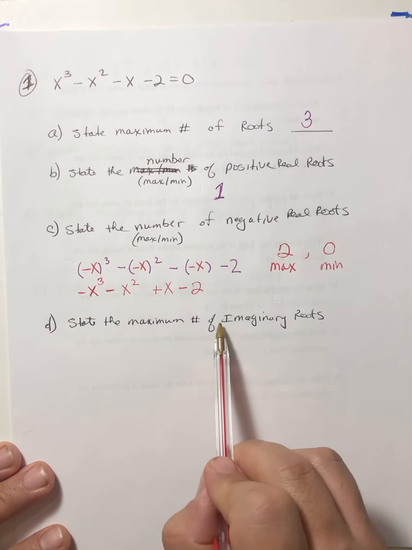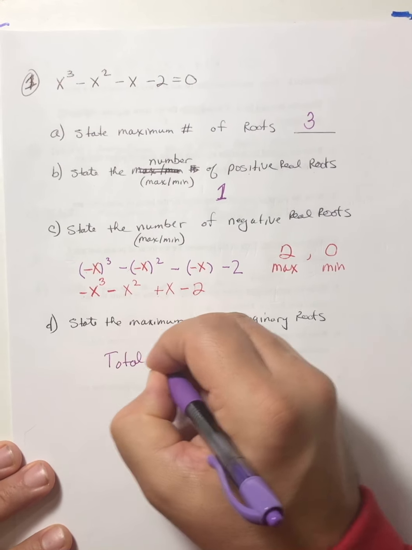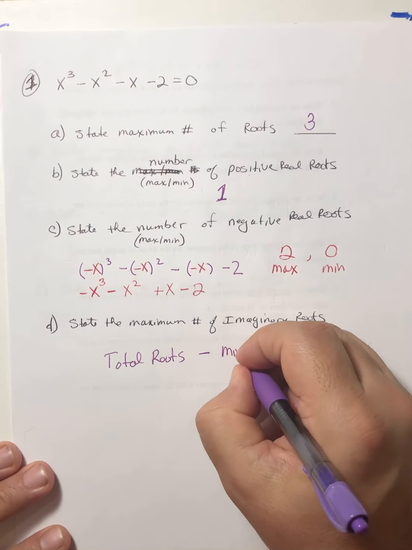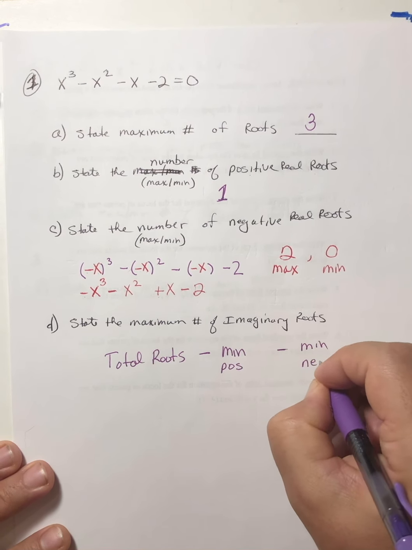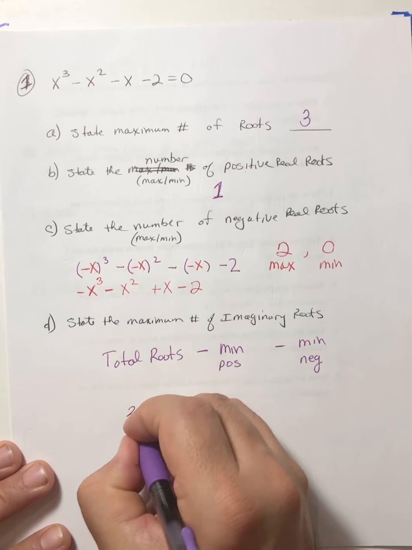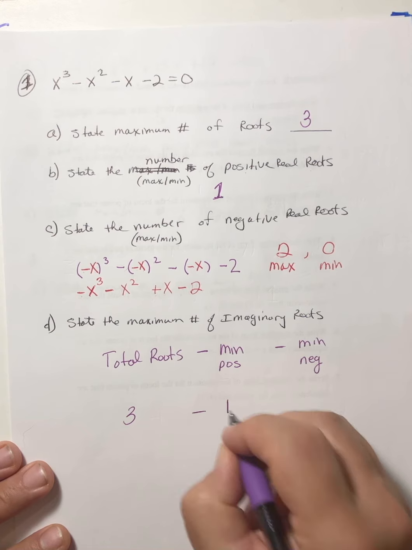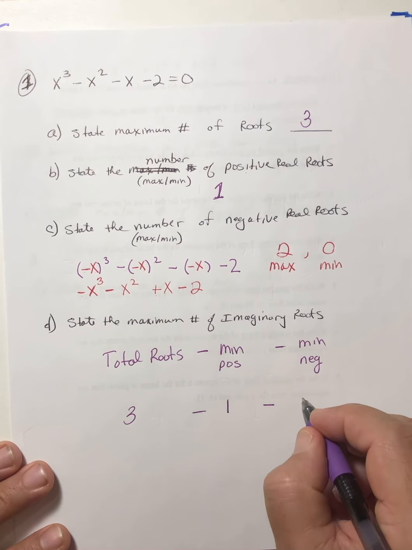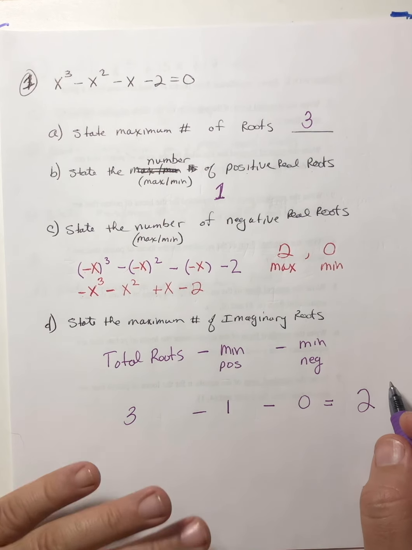State the maximum number of imaginary roots. That's right, your little formula. It's the total roots minus each of the mins, minus the min positive, minus the min negative. So the total roots, there's 3. We had a minimum number of 1 positive root, or maximum because it was 1. And then the minimum negatives was 0. So that gives us a grand total of a maximum of 2 imaginary roots.